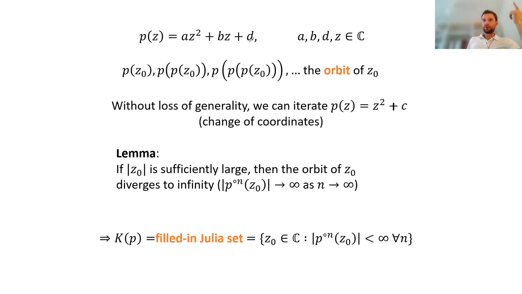One observation that is super useful for polynomials: if you start your iteration somewhere really, really far away, meaning that the absolute value of your starting number is sufficiently large, then the orbit of this value will diverge to infinity, in the same way as we discussed with the spirals. So the absolute value of the iterates, as it's written here, will go to infinity. Therefore, there is an interesting set: are there points that do not diverge to infinity? And that defines what is called a filled-in Julia set, as a set of points in the complex plane such that the orbit of this point remains bounded.